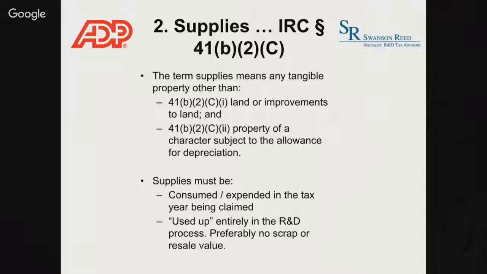As the benefit is already being received through the complex process of depreciating capital assets, the IRS has created this blanket rule that if it's a capital asset that's depreciated, it is restricted from being claimed as part of R&D. So supplies should ideally be entirely consumed or expended in the tax year being claimed. Furthermore, it is ideal that supplies are used up entirely in the R&D process with no scrap or resale value. This is because if you use a supply for the R&D project, but then find additional use for it elsewhere, then you get into an issue of trying to allocate how much of the asset you used towards R&D.